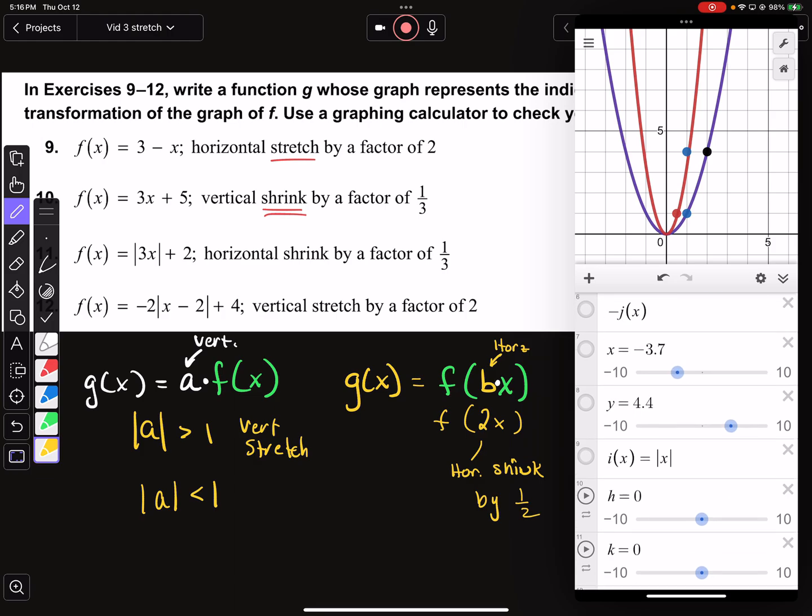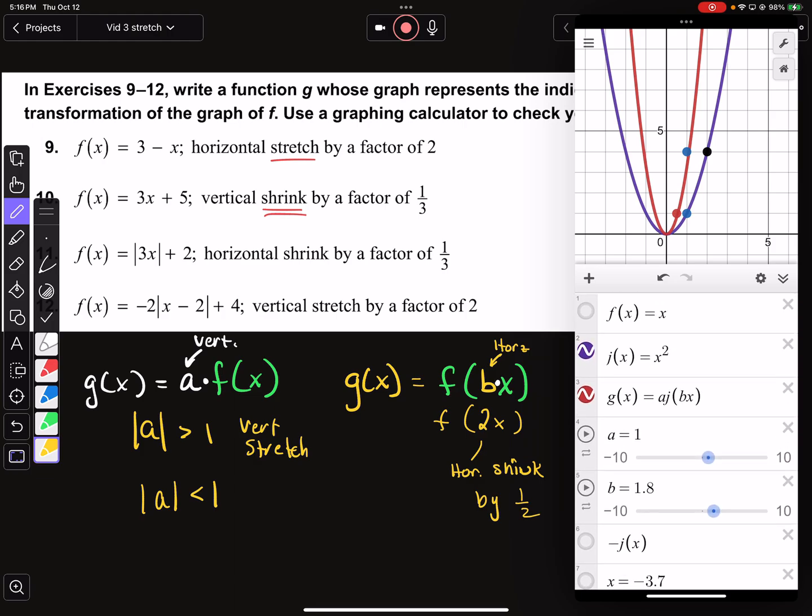So the bigger my b gets, the more I actually shrink horizontally. I'm going to play with my b some more. There's my b of 2, I'm shrunk horizontally.